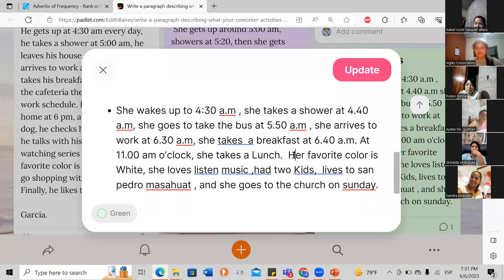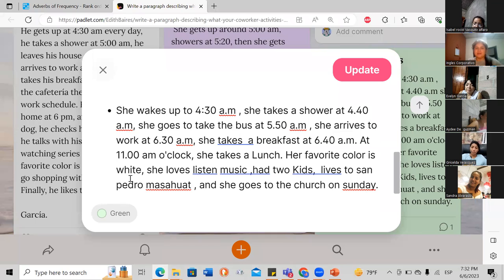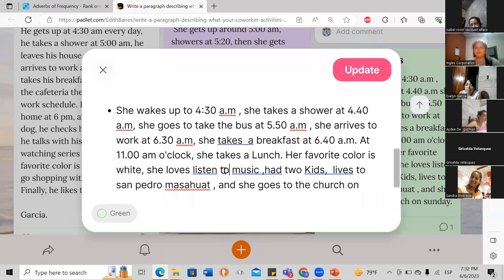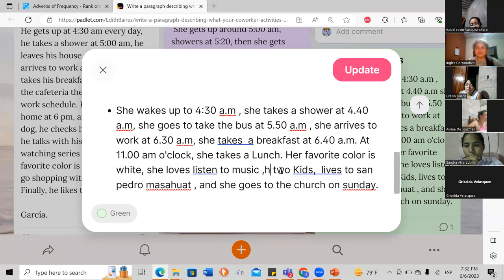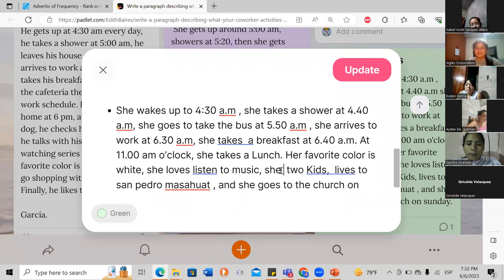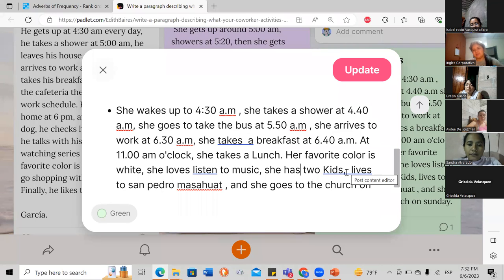Her favorite color, porque aquí vamos a hablar de otra idea, ¿ok? Dividamos las ideas por puntos. Her favorite color is white, ¿ok? Sin capital letters, porque no tenemos punto. Cuando tenemos un punto, yes, we can use capital letters. Oh, okay. She loves listen to music. Esa es como regla que después de listen va a ir to. She loves listen to music. She has, porque estamos hablando en presente. She has two kids. Yes.